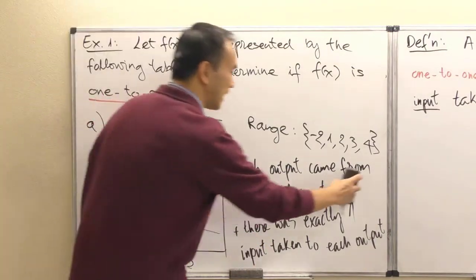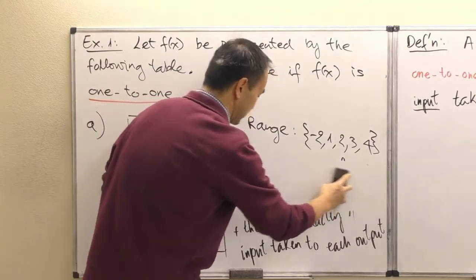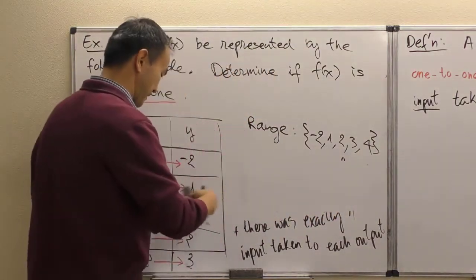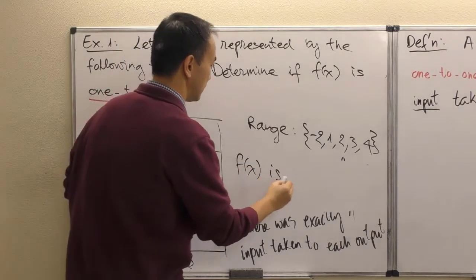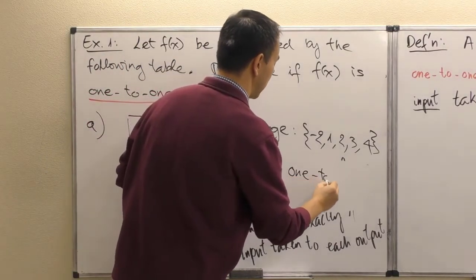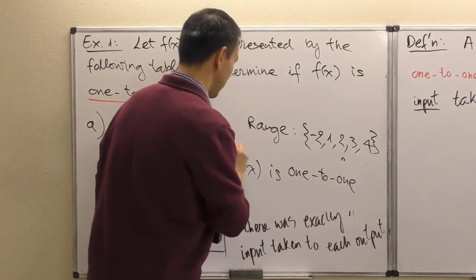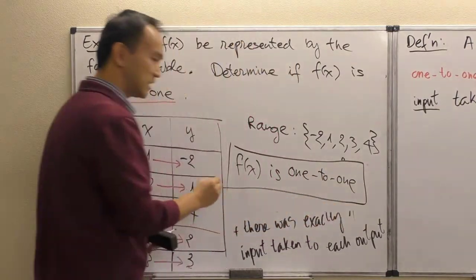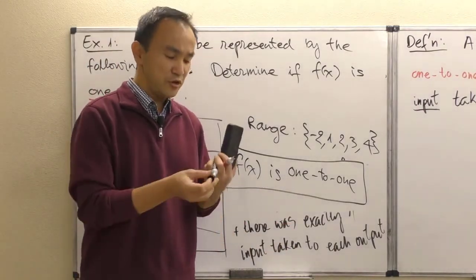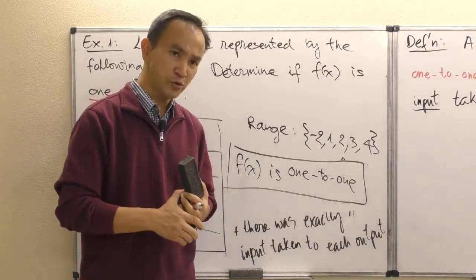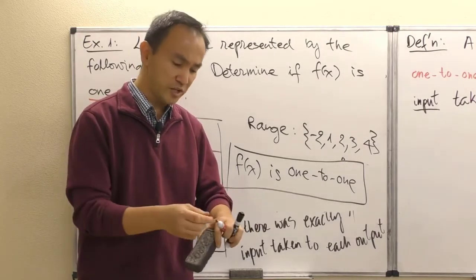All right, so now allow me to erase so that I can make space. So f of x in this case is one-to-one. Okay, so this kind of problem, I'm writing that in words. I showed the thought process. I stated the conclusion.